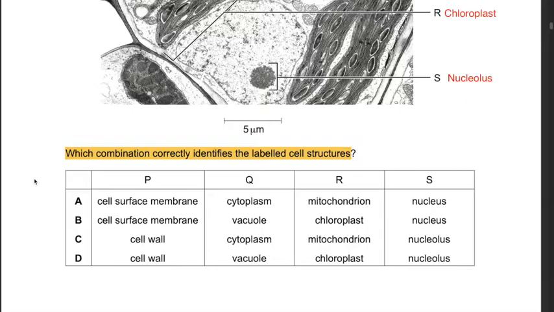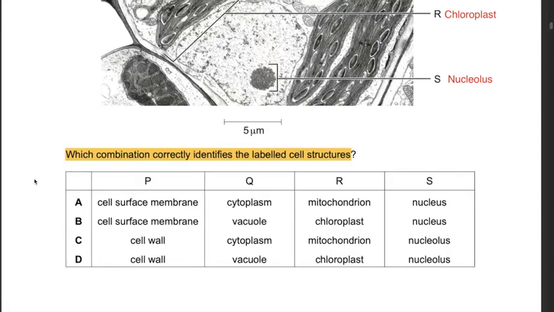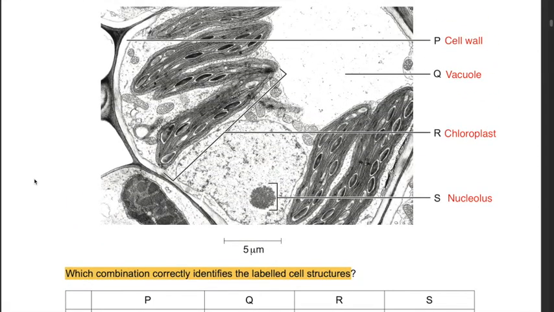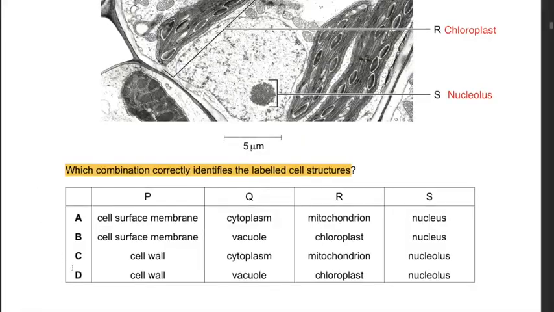And yes, P is the cell wall, Q is not the cytoplasm but the vacuole. As you can see, it is quite different compared to the surroundings, hence should be a vacuole, as cytoplasm would contain many other organelles. Therefore, the answer is D.